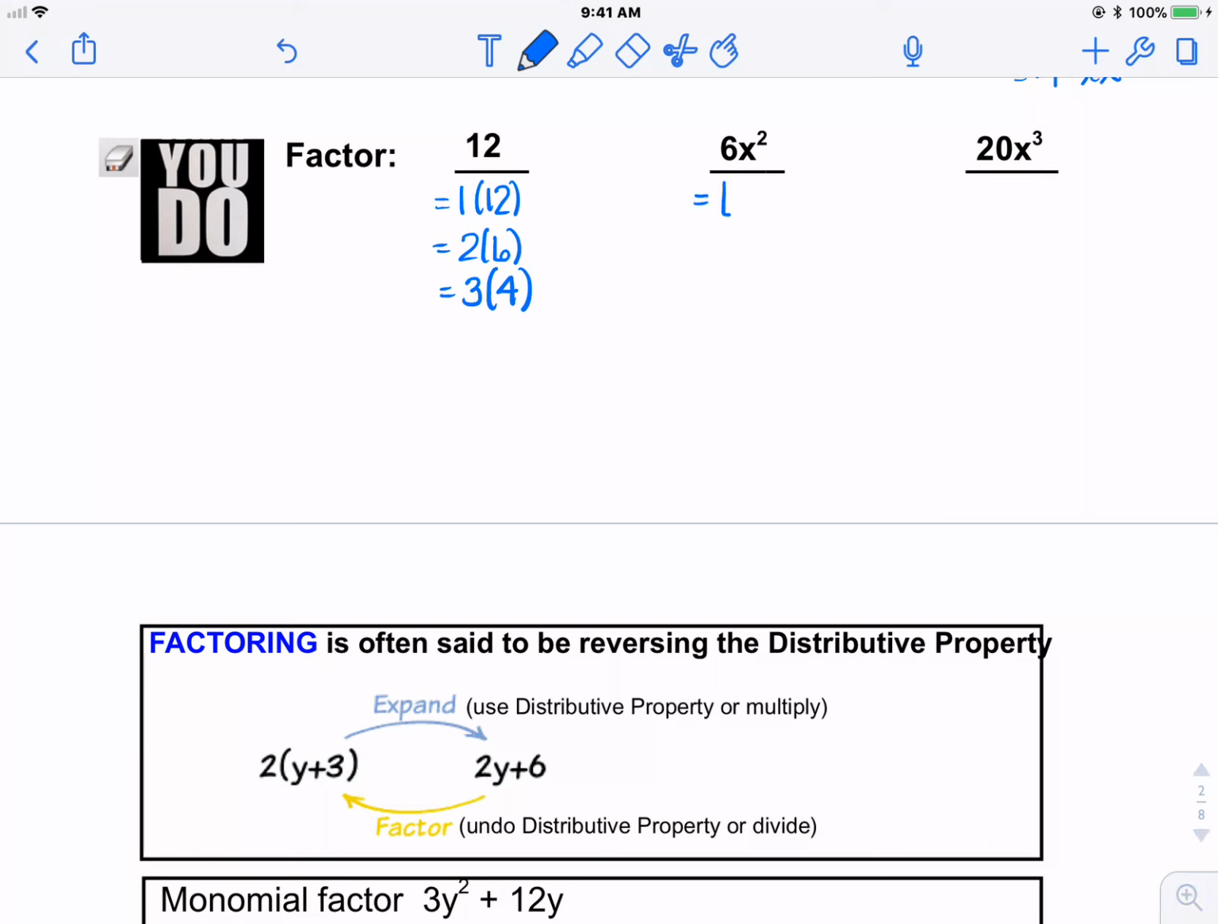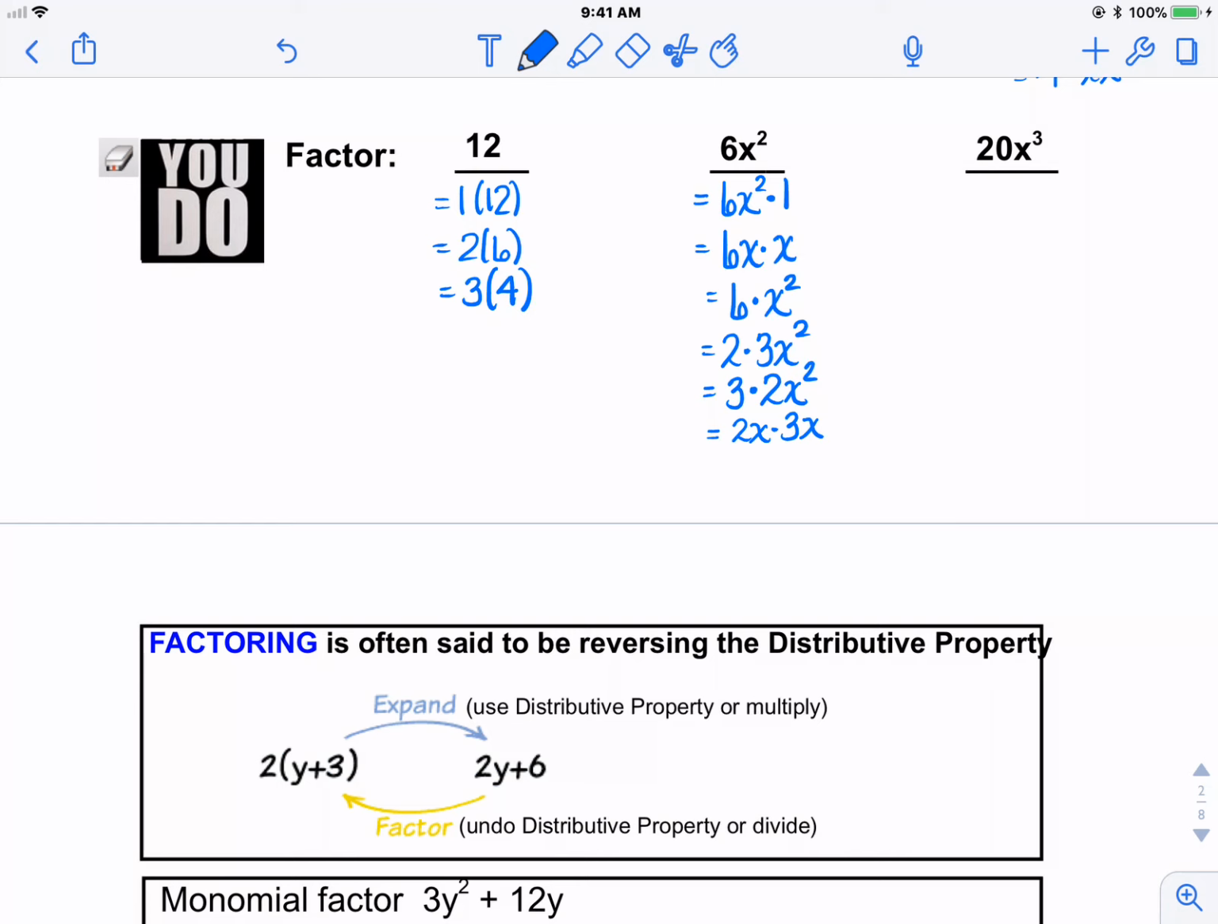For 6x squared, we could have 6x squared times 1. We could have 6x times x. We could have 6 times x squared. We could have 2 times 3x squared. There are lots and lots and lots of combinations. We can have 3 times 2x squared. I think I was missing one. Yep, I was missing some. We could have 2x times 3x. So we have many different factor combinations that can make 6x squared. So if you're missing a few, pause the video and get the rest in there.